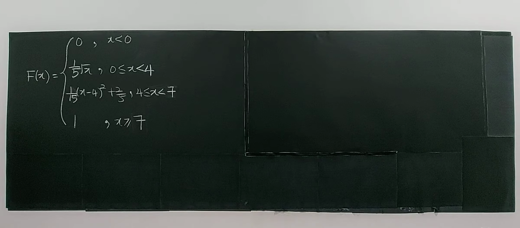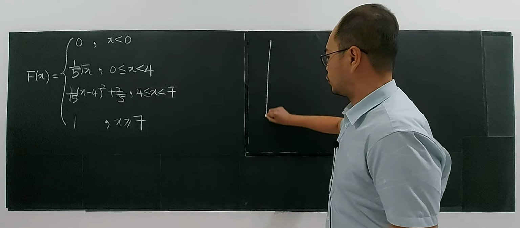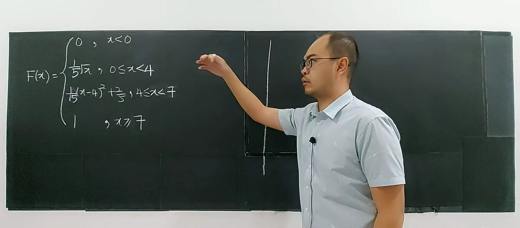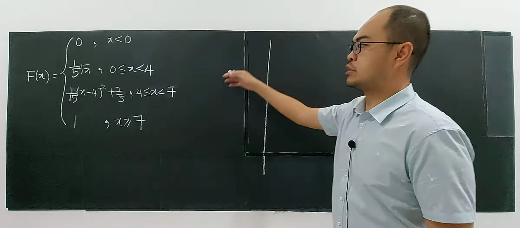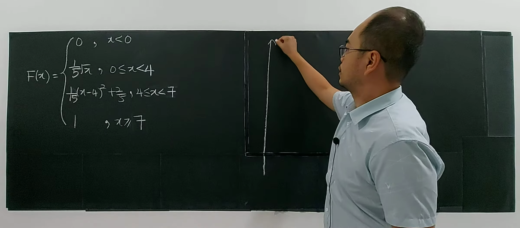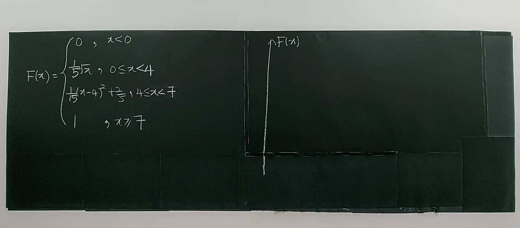Alright, let's sketch the graph for this cumulative distribution function. I know you have already watched quite a lot of videos. In my earlier video, I've already talked about how to sketch the graph for capital F(x). For this one, maybe you can just try it as an exercise and compare with my answer. I'll do one more example for you to understand better.